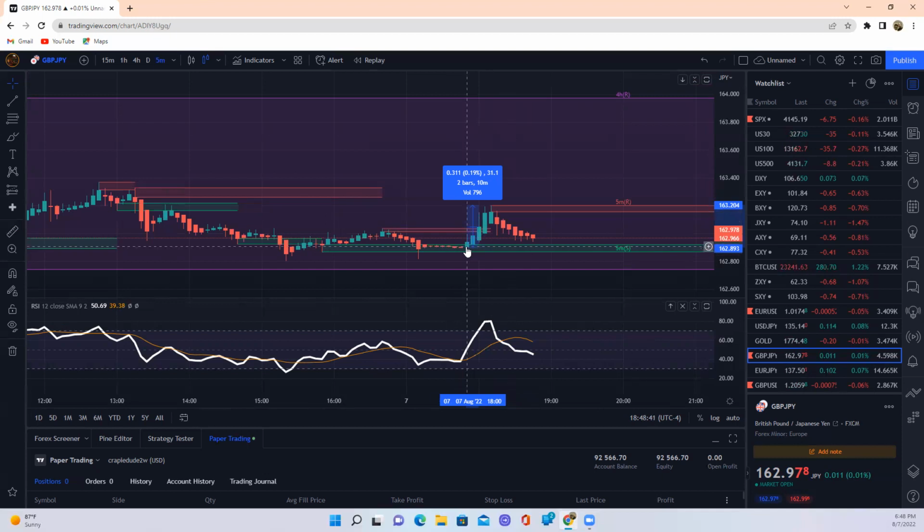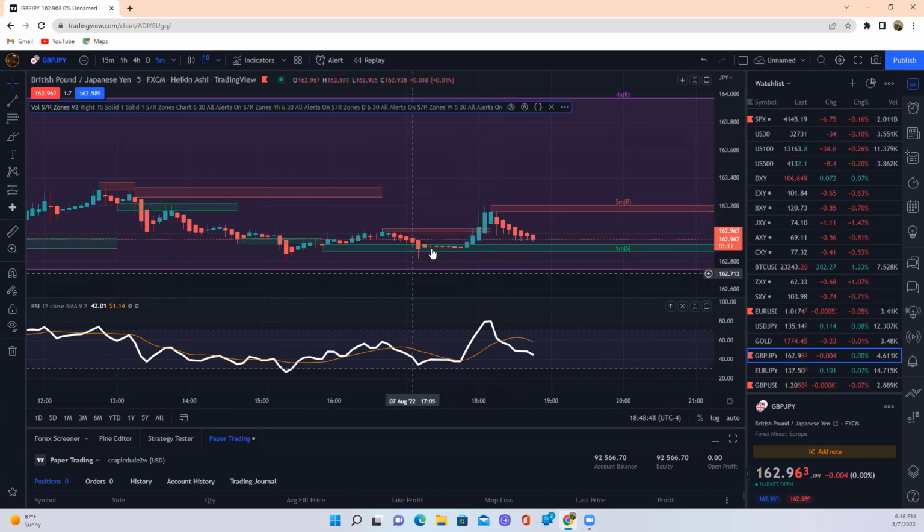Right there, if you would have got in, held it until you got that color change, or until you got to that resistance area, which would have been a good take profit, right? And then as you see on the next candle, we got a momentum change. And again, you can do the same thing, right? We got a color change.